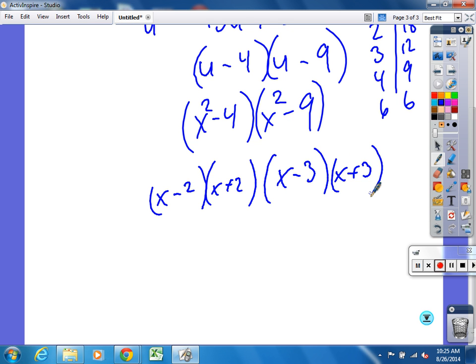But that is also a difference of squares, correct? Everybody see that? Everybody with me? What are my zeros, or my x-intercepts? What value makes it 0? Plus or minus 2, right? What value makes this one 0? Plus or minus 3. Okay, what is the multiplicity on all of my zeros? 1, 1, 1, 1, right? Everybody understand that?